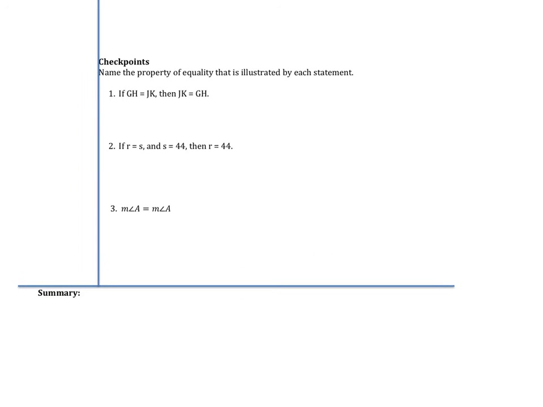So checkpoints. Name the property of equality that is illustrated. So if GH equals JK, then JK equals GH. So here we are flip-flopping. Flip-flopping would be the symmetric property. Let me fix that. Symmetric.